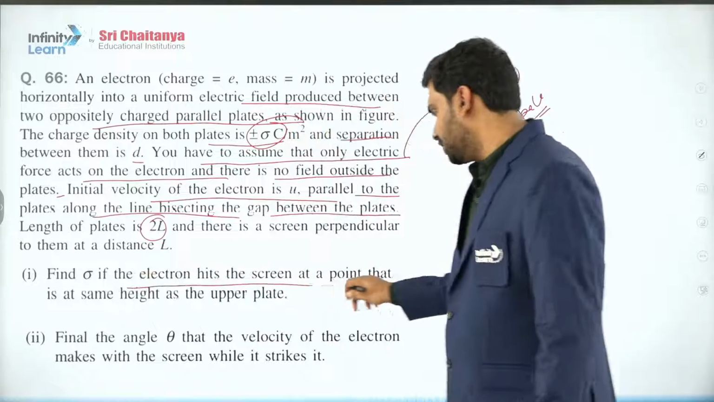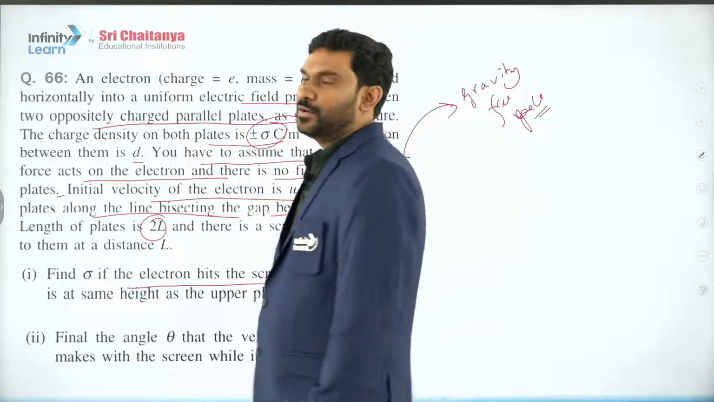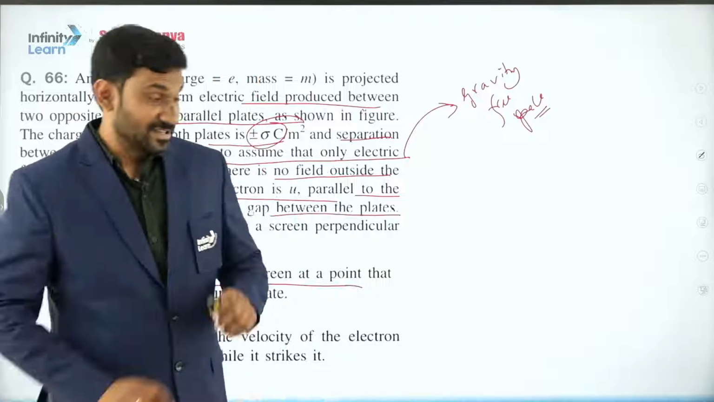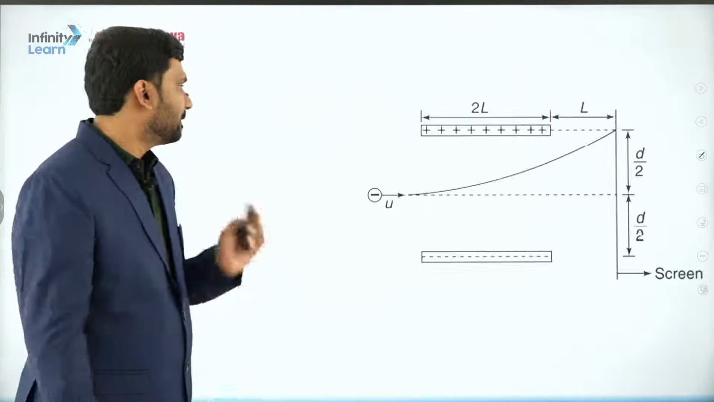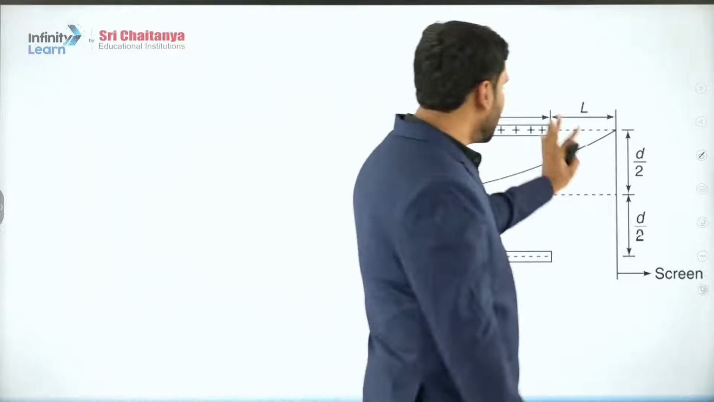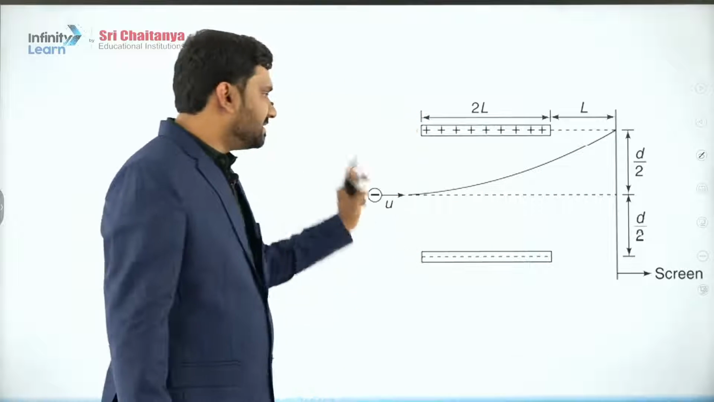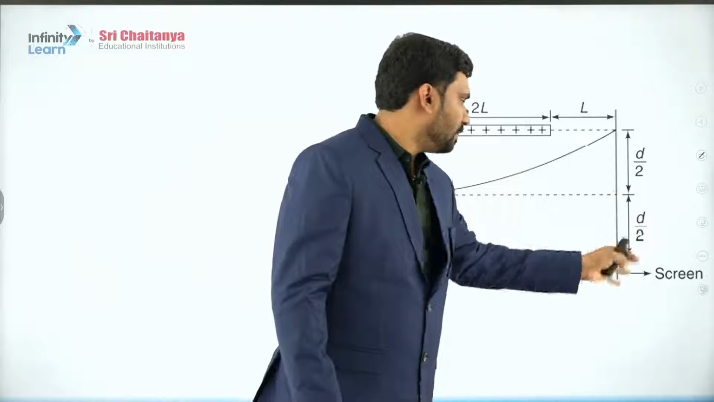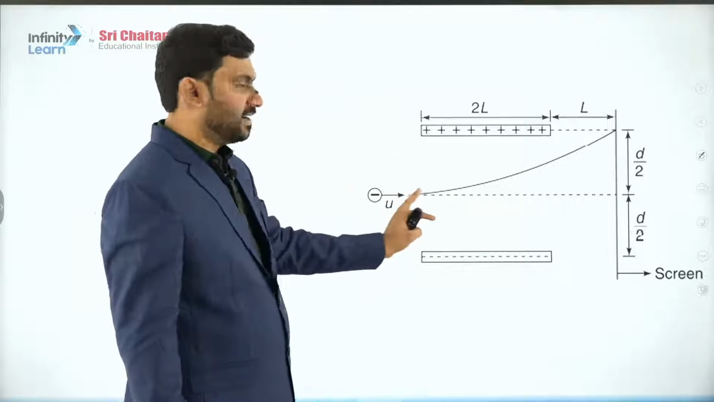Find sigma if the electron... We will not go into the question demand. We will see the cases built up around this. So let's see. This is the diagram. The plate separation is categorically d. It is divided into two parts, d by 2, d by 2. The electron is projected from here.